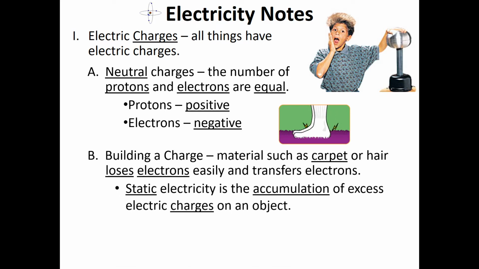Static electricity is the accumulation of excess electrical charges on an object. So whenever you rub two materials together, you can knock some of the electrons off of one object and put it on another. So one object becomes slightly positively charged, and the other object becomes negatively charged.